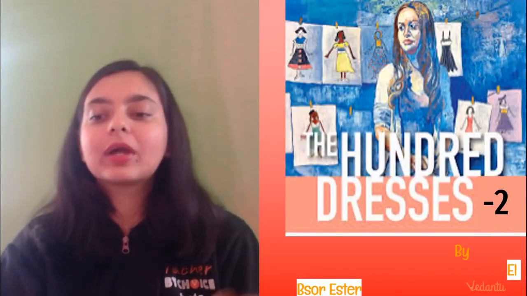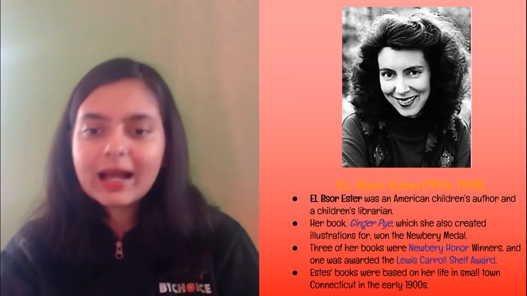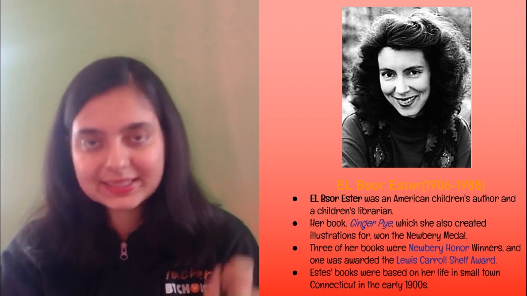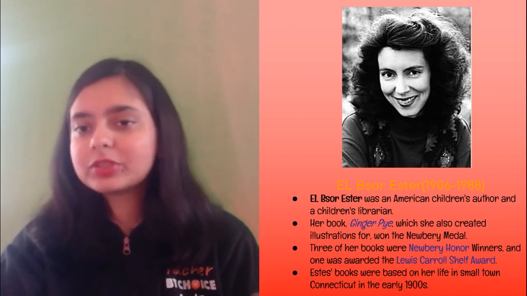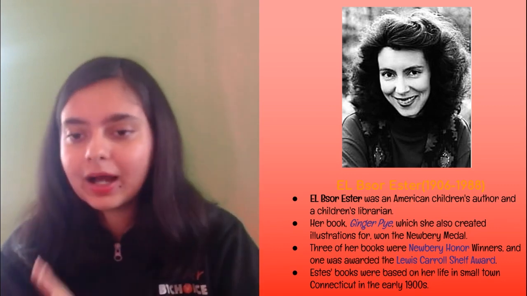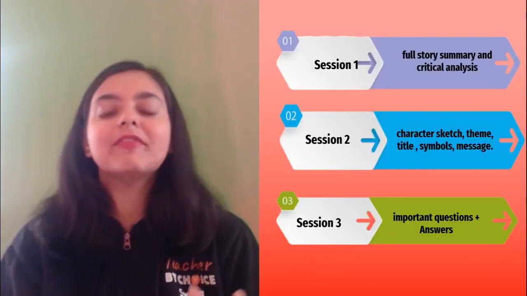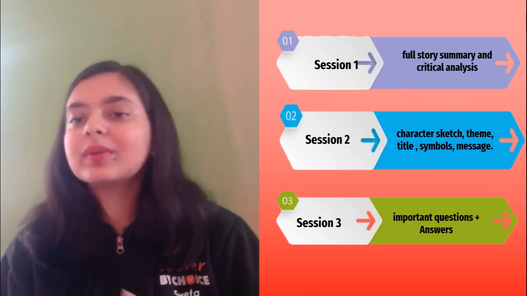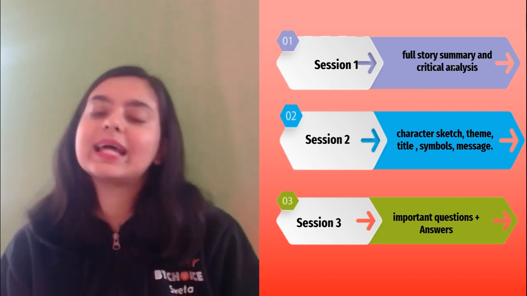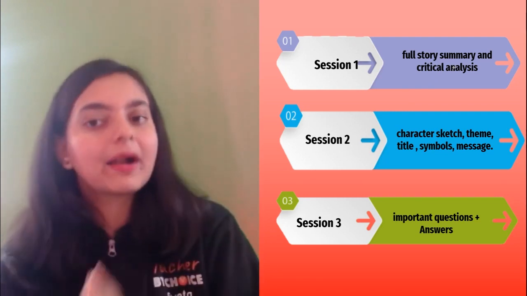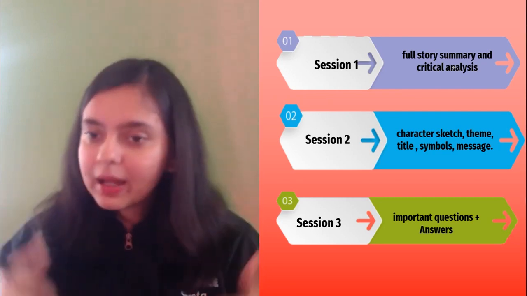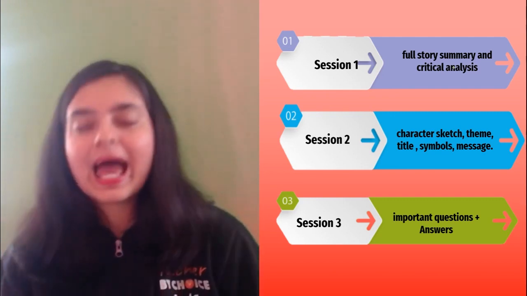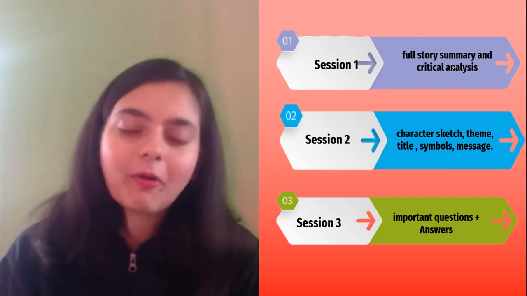So let us quickly have a look at the session division. We have already talked about the author, as you already know. It's written by Lois Esther, and I have already talked about her in the first part. So now I will be talking about the first session of the second part, where I will be dealing with the entire story and also its analysis, right? In the upcoming sessions, I will be talking about the character sketch, theme, title, symbol, the message conveyed, and the last session is going to be on important question and answers.